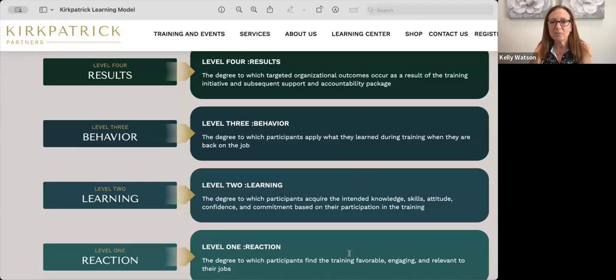The first one is reaction. Did they like it? Was it engaging? Was it relevant to their jobs? This is that self-report stuff I was talking about. And most training companies will only assess learning at this level. We were pushed by clients a couple of years ago to think beyond that, and that really opened my eyes to the fact that we want to do more than just get a reaction.